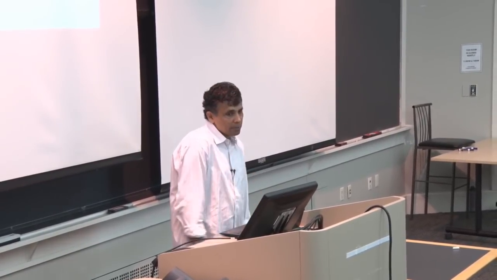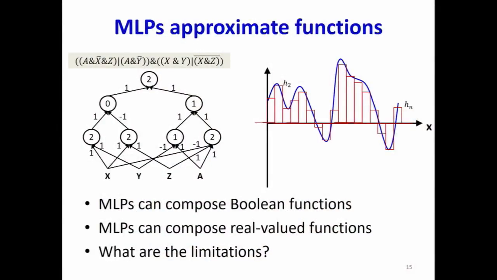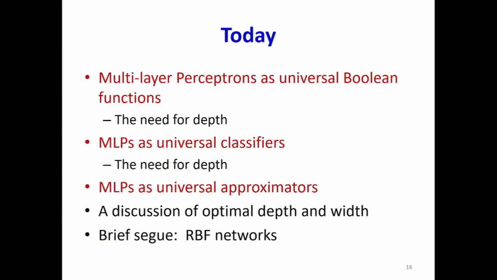So we saw multi-layer perceptrons can approximate any functions. They can compose Boolean functions. They can compose real valued functions. And what were the limitations? There really weren't many, right? Because they could compute pretty much any Boolean function and any real valued function. So today we're going to pick up from this point.